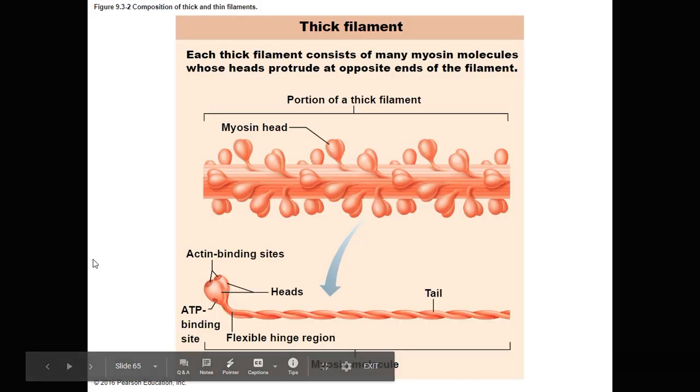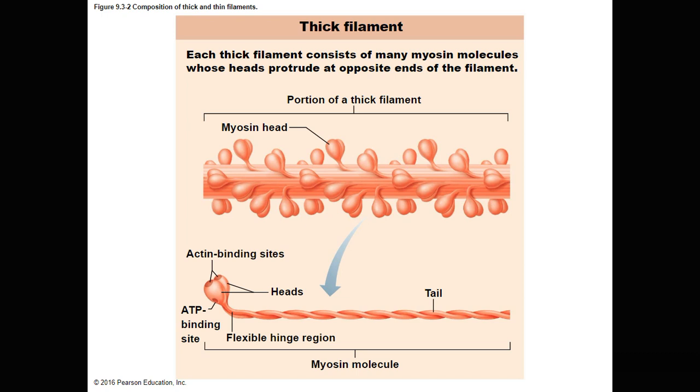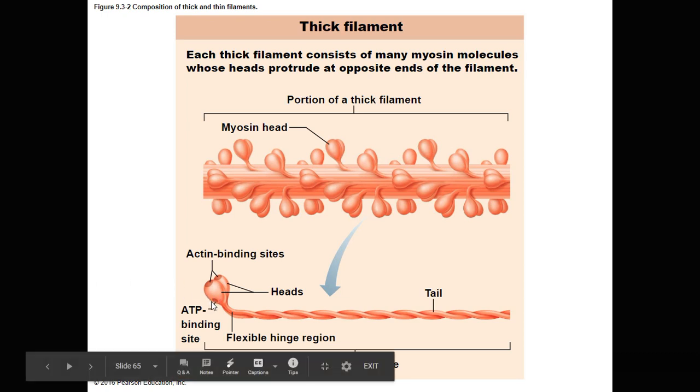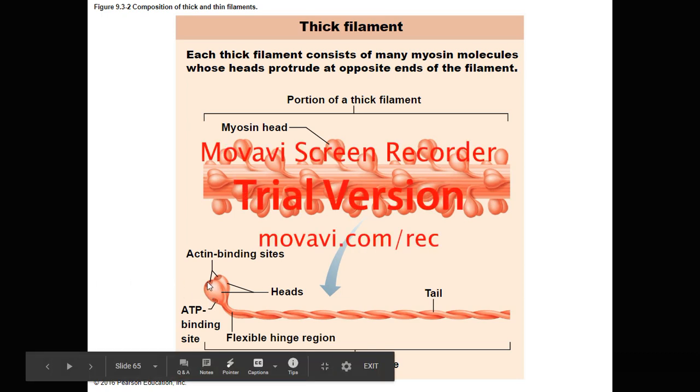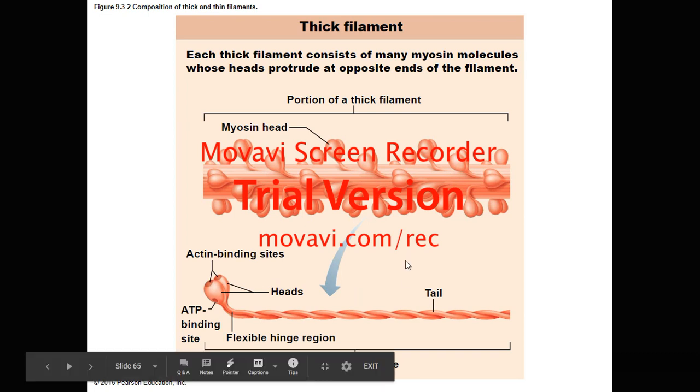So you see right here the thick filaments, you see these myosin heads. And remember, when these myosin heads bind and then slide and move, causing the thin filaments to slide past it, it's going to need ATP. So these are the ATP binding sites, and this is the actin binding site where it's going to bind to the thin filaments. So that's the head region, and this is the tail region.